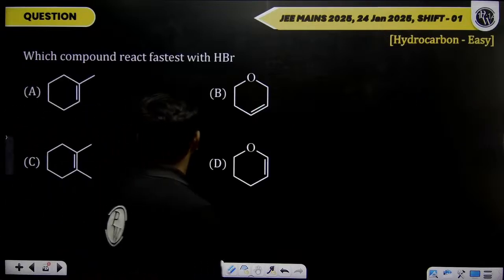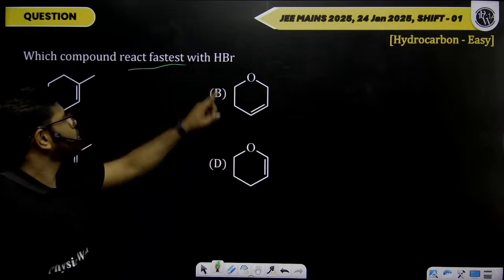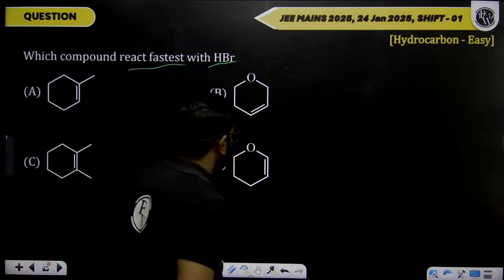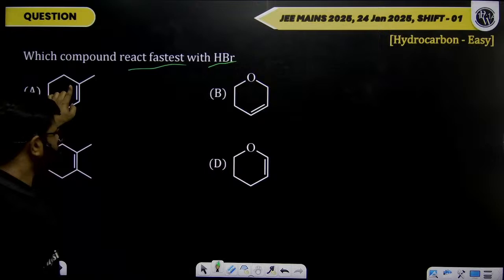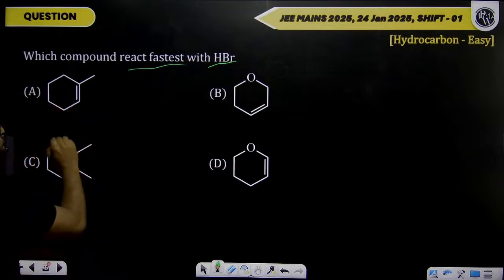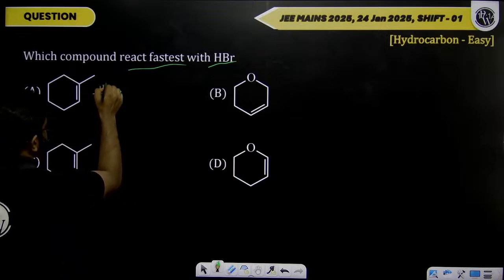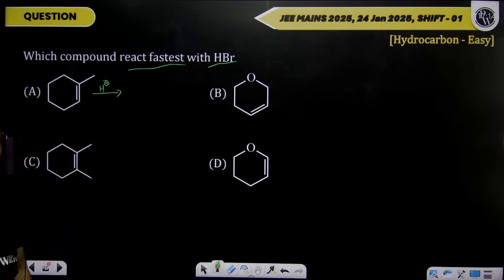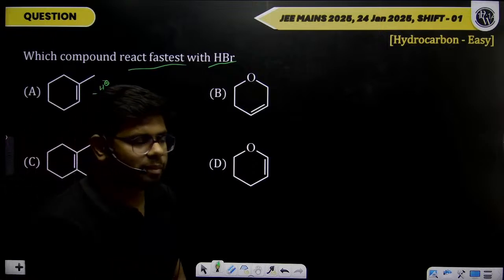Which of the following compounds reacts faster with HBr? Okay. Now here I have double bond pi electron. It is adding to HBr. So what is the rate determining step? Rate determining step is addition of this electrophile H plus, okay. That will be the rate determining step.